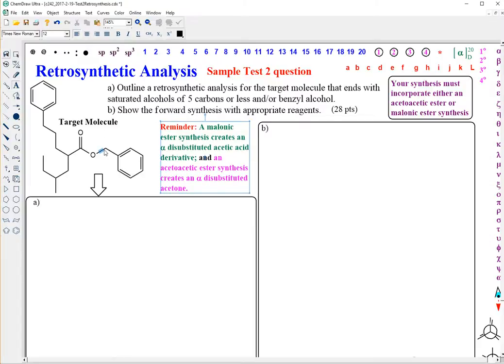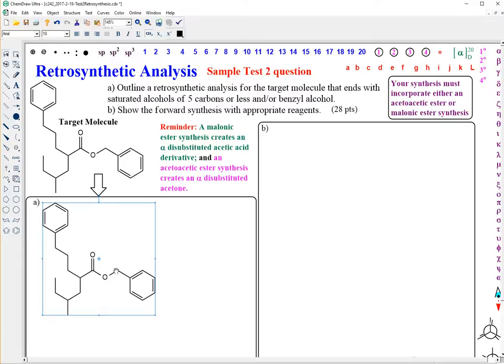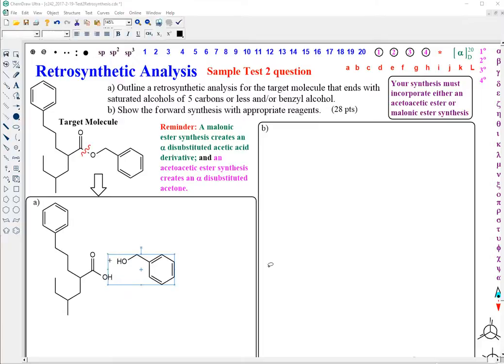The first step in the retrosynthetic analysis, regardless of whether you chose malonic ester or acetoacetic ester synthesis, is the removal of the second carbonyl functional group. I take that back. We'll get to that in a second. The last step in the malonic ester synthesis will be formation of the derivative of acetic acid that we see here, which is clearly a benzyl ester.